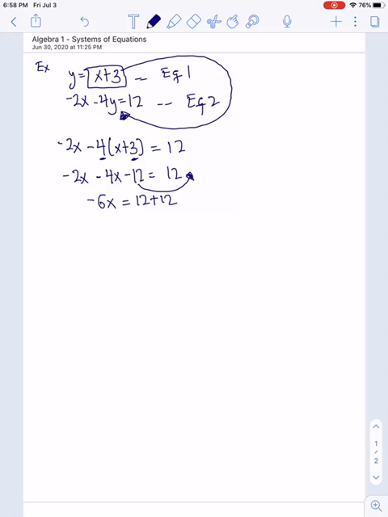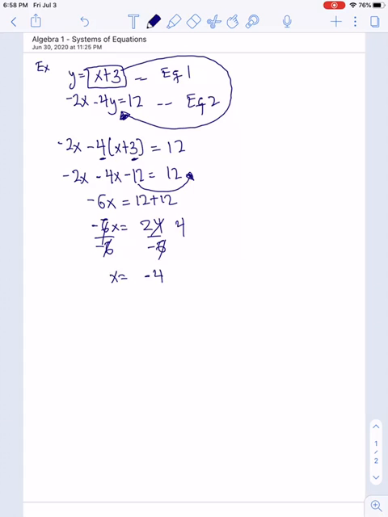All right. And then we're writing this equation as negative 6x equals 24. And when we divide both sides by negative 6, 6 goes into 24 4 times. So it's going to be x equals negative 4.